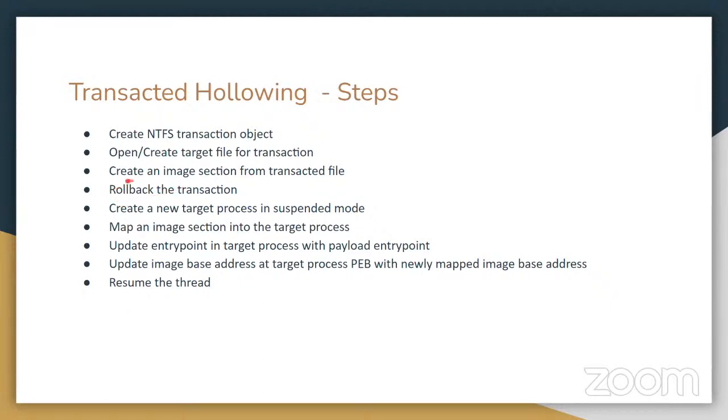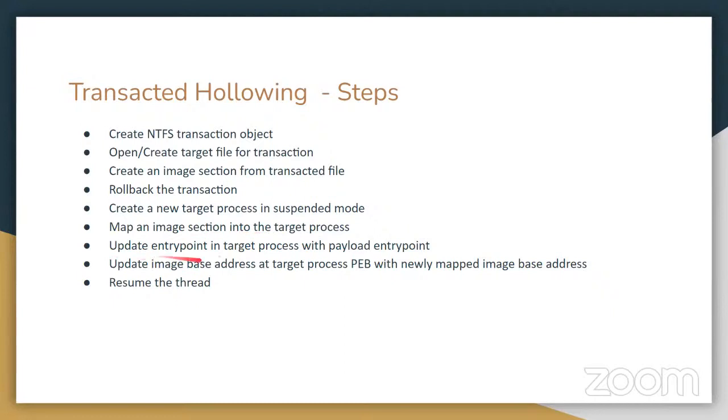After that we have the image section. So we will create the target process in a suspended mode, and we will map that image section into that target process. As I mentioned before, process hollowing has quite different variants. This is another variant of the process hollowing technique. In this technique, we are not going to unmap anything.